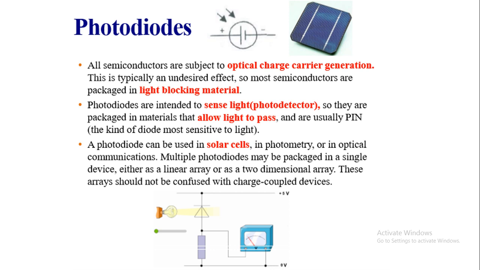On the contrary, photodiodes are intended to sense light, as photodetectors. That's why they are packaged in materials that allow light to pass, and are usually called PIN diodes, the kind of diode most sensitive to light.